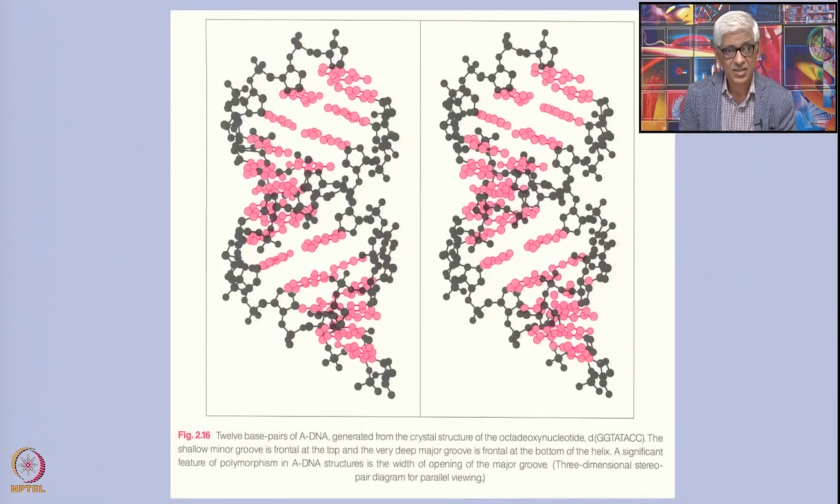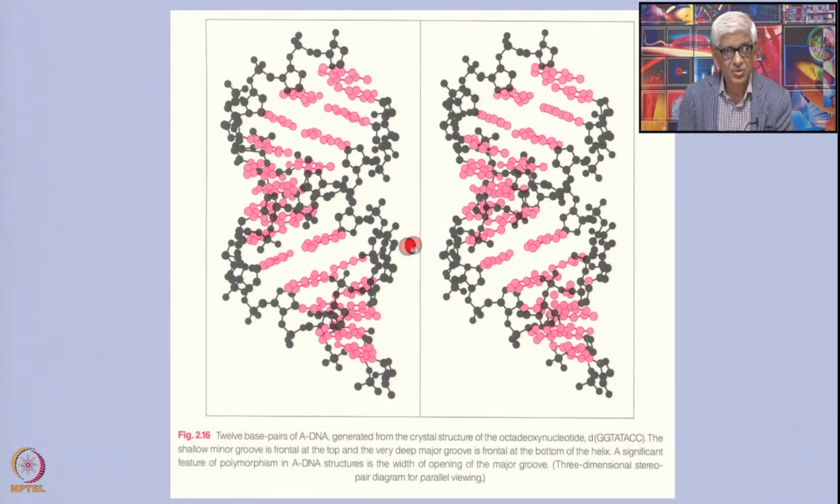And this is the stereo view of a 12 base pair A DNA. This is a particular kind of DNA structure, an A DNA. Okay. And this is the structure of this molecule, deoxy GGTATACC. And this is the 5' end here, and this is the 3' end here. The sequence goes as GGTATACC. This is how the DNA sequences are written.